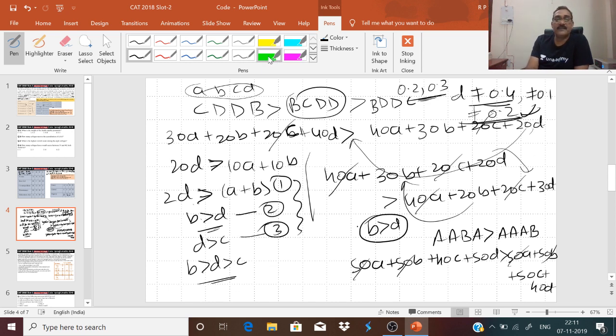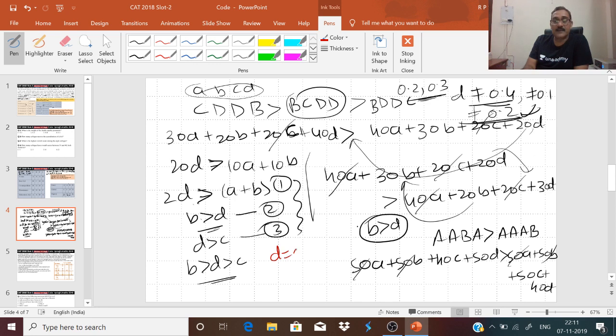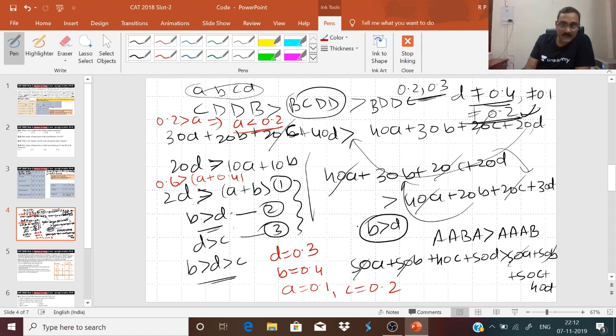Let me change the color. D is definitely 0.3. And if D is 0.3, the only possibility is B is 0.4. Now, if I put here the value of B and D, so 2 into 0.3, 0.6 should be more than A plus 0.4. If I transpose, 0.2 must be more than A. It means A should be less than 0.2. Right guys? So if A is less than 0.2, definitely the weight of A is 0.1 and what is left is C, and that is 0.2. Guys, all the weights are decided.